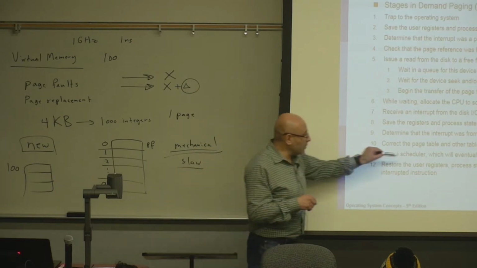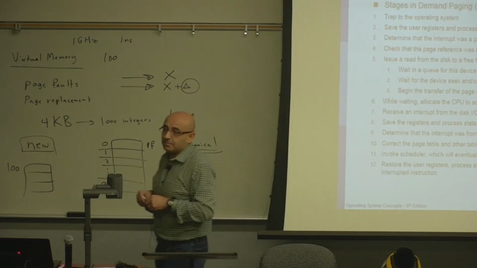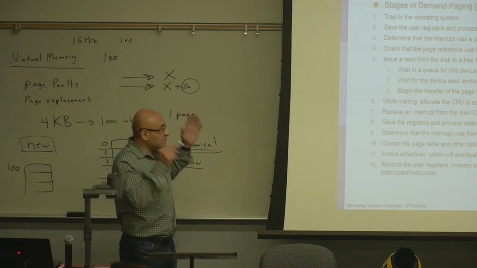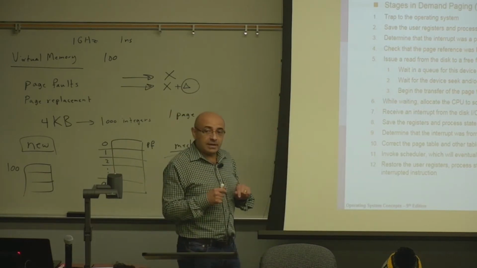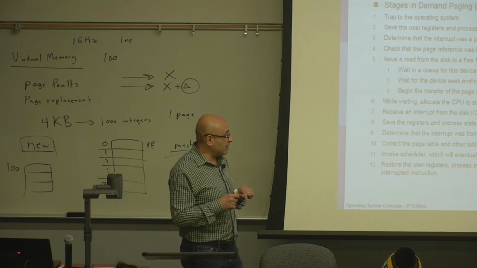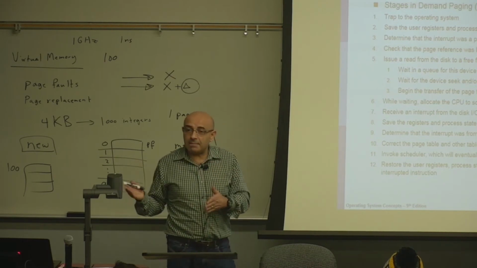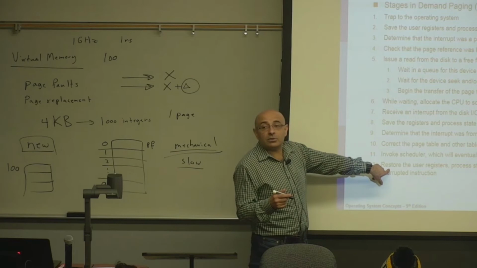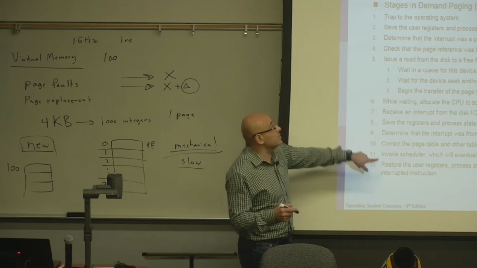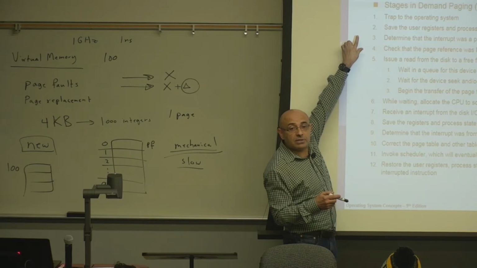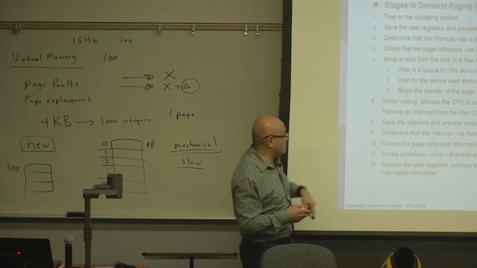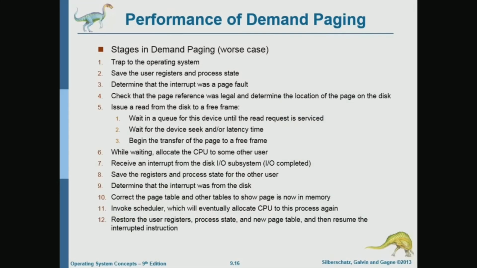So the scheduler will decide which process gets the CPU next, and eventually the process that ran into a page fault will get selected by the scheduler to get the CPU, and when that happens, the system will restore the values of the registers, those registers that got saved here in step 2. So this is what we saved in step 2. We will restore them in step 12, and the system will give the CPU to the process that ran into a page fault. It's a long process.